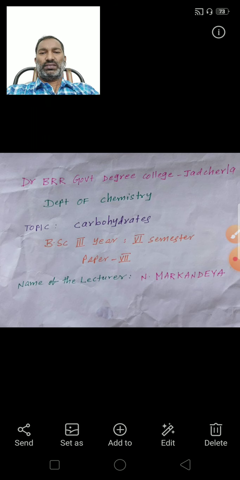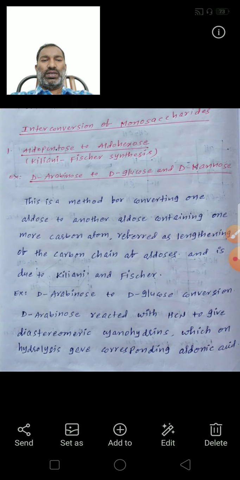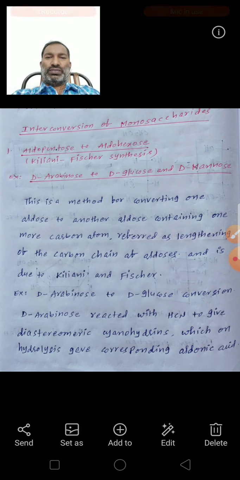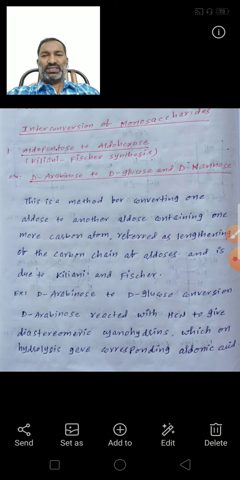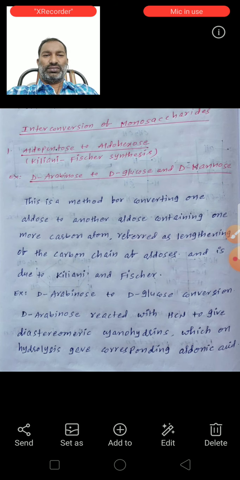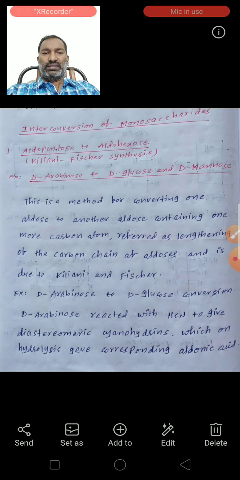So today's topic is carbohydrates for BSc third year, 6th semester, paper 7. Today's topic is interconversion of monosaccharides. Many interconversions are there: aldopentose to aldohexose, aldohexose to aldopentose, aldohexose to ketohexose, ketohexose to aldohexose. These are the interconversions.